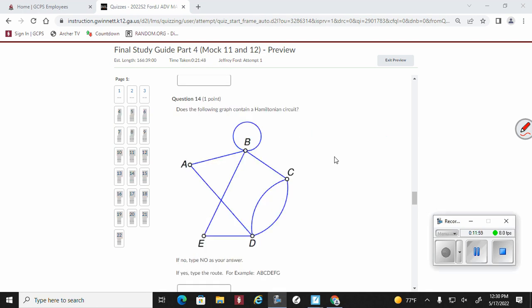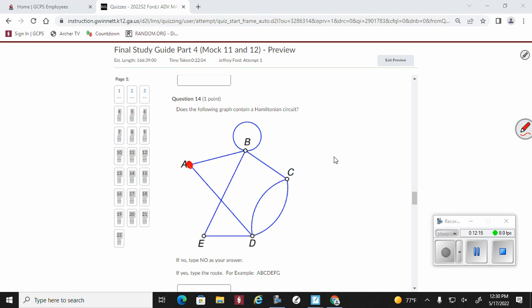All right, next question here. Does the following graph contain a Hamiltonian circuit? All right, so we just already had a question just like this. What you're trying to do is connect all the dots and get back to the starting point. Now, but here's the thing. Once you touch a vertex, or in other words, once you touch a dot, you can't touch it again.